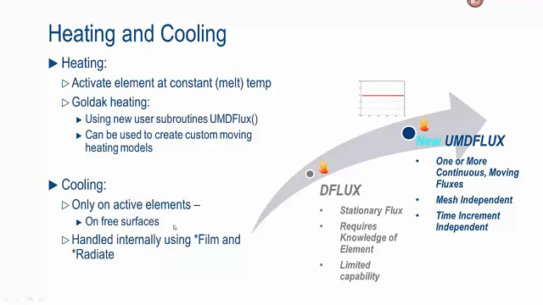The convective and radiative cooling we already talked about. They are activated on active elements only, obviously, on the exterior surfaces as they evolve. And the keywords remain the same: star film, star radiate, except there are new load type labels to designate that they refer to applying those on evolving surfaces.